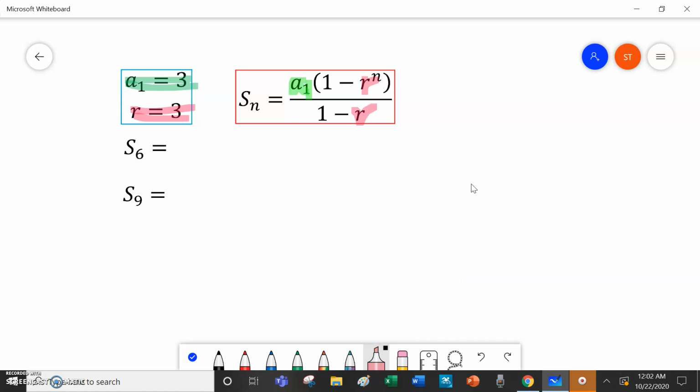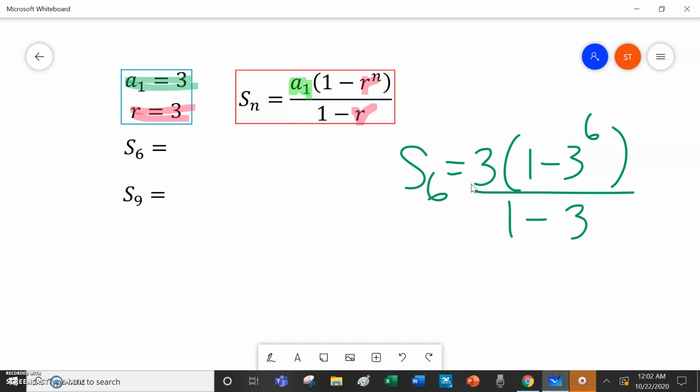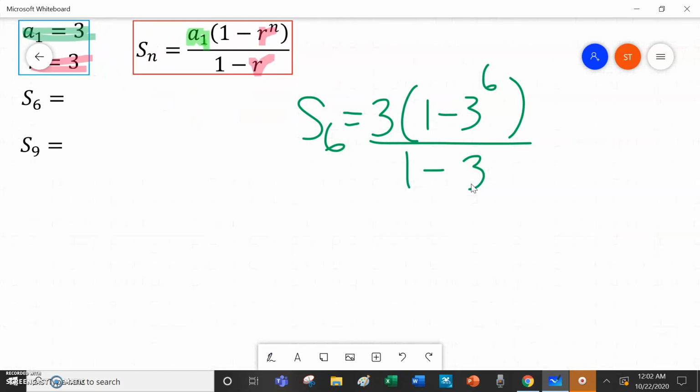So first one we're looking for is the sum of the first 6 terms, not the 6th term. So my a1 value is 3, 1 minus 3, my n value is 6 because we're looking for the sum of the first 6 terms, 1 minus r, again 1 minus 3. So I will be employing my use of my calculator. I'm using my phone calculator just to make it a little easier to record what we're doing here.